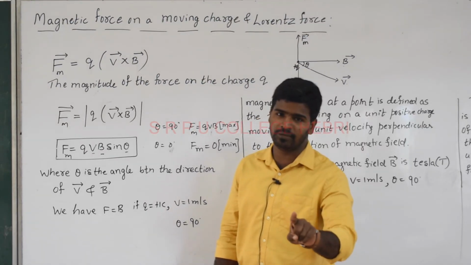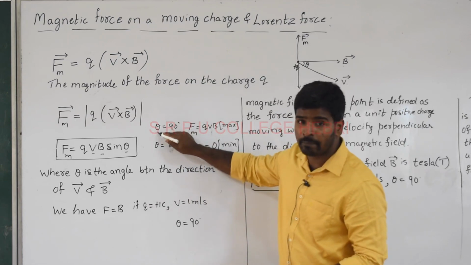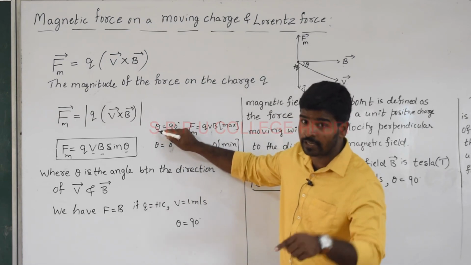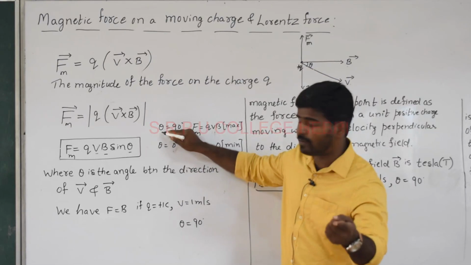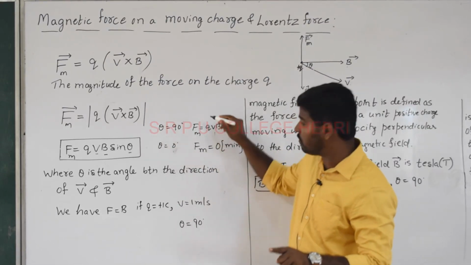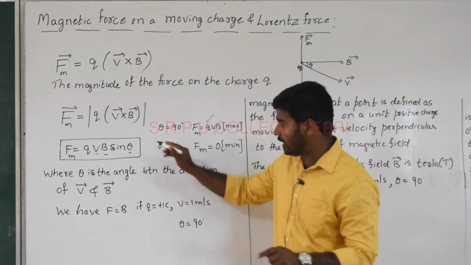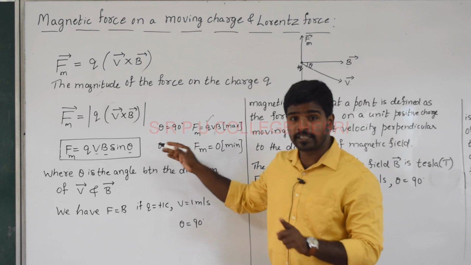when it is maximum. When it is maximum, when the velocity component is perpendicular to the magnetic field component, you have to write that term, theta is equal to 90 degree, then the magnetic force will be maximum. What is that equation? F is equal to QVB. Children, is it clear? Yes, when it is minimum, theta is equal to 0 degree.